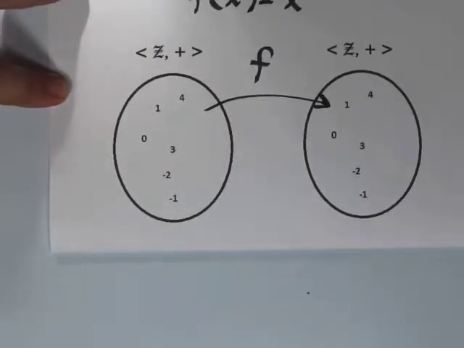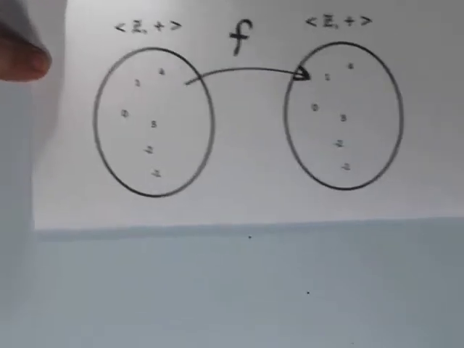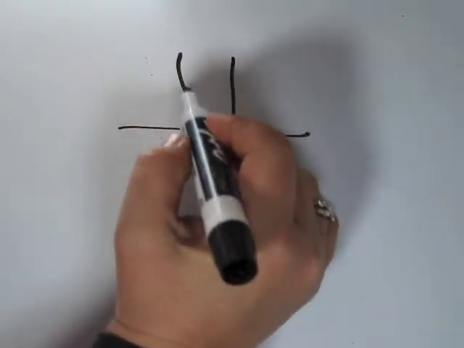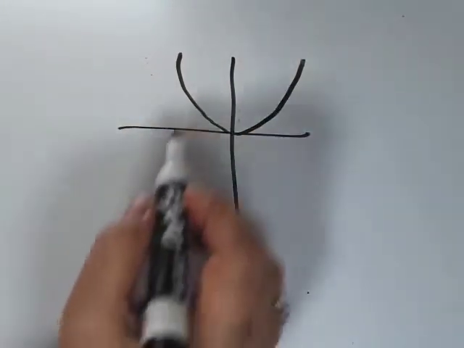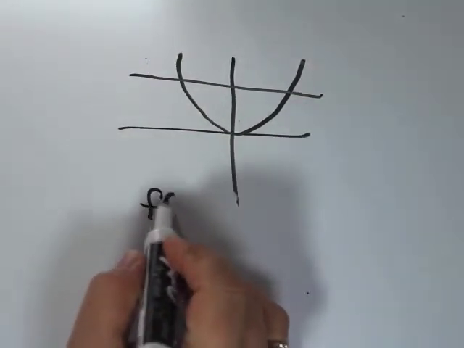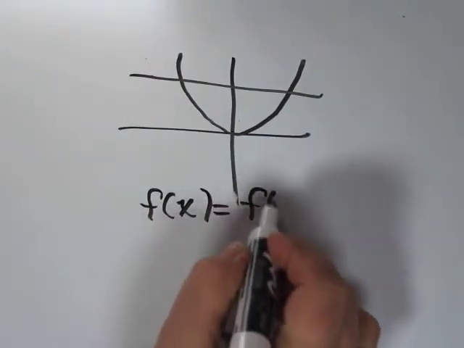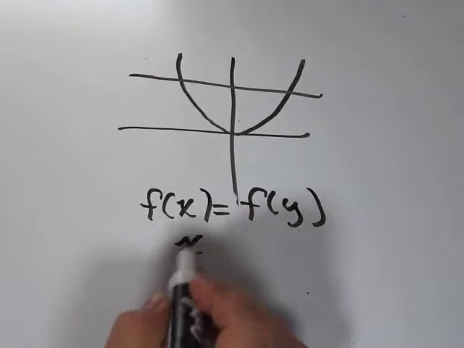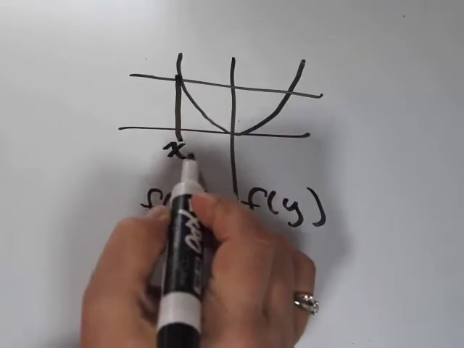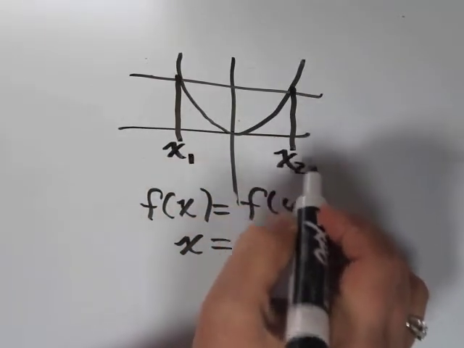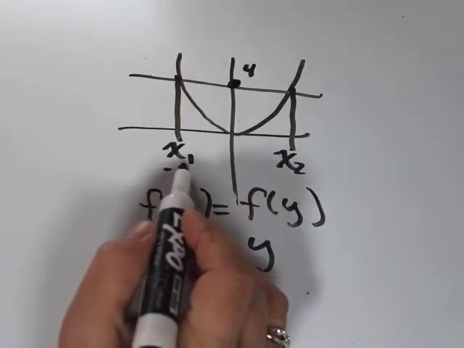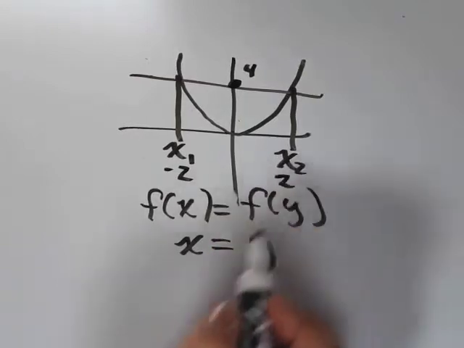Why does it fail to be one-to-one? Well, you see, if I were to graph this function, f of x equals x squared looks like this. And a function is one-to-one if whenever f of x equals f of y, we have x equal y. But here you see I have an x sub 1 here, and I have an x sub 2 here, and they both have the same value of y. So let's say that's 4, and x sub 1 is negative 2, and x sub 2 is positive 2.